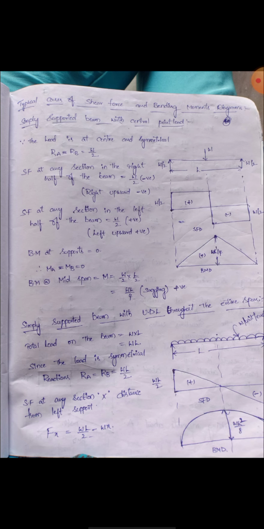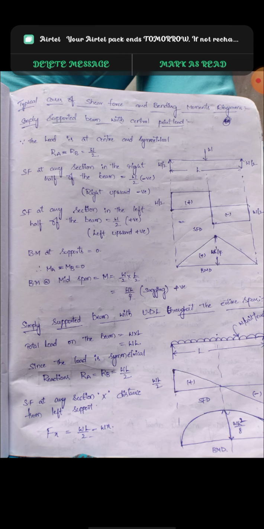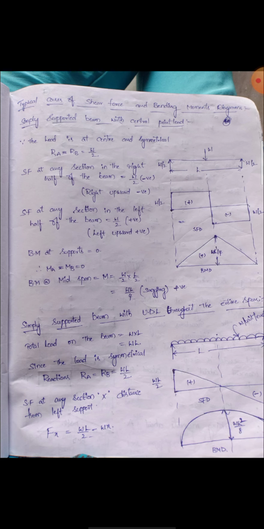So here the load is located at the center, nothing but L by 2. That's why for the reaction values, one end is taken as reaction RA and the other end as reaction RB. So RA equals RB, each equal to half the central load, by using the equilibrium equations.